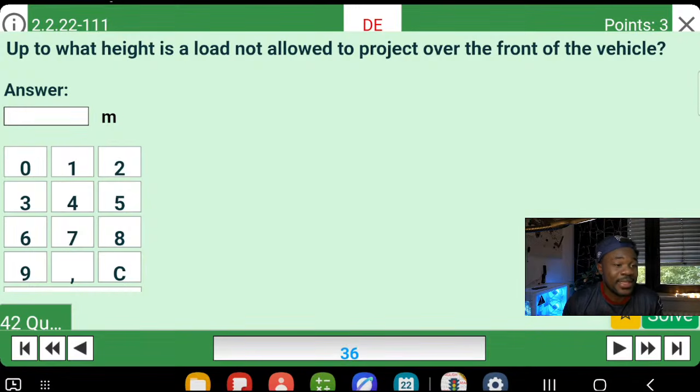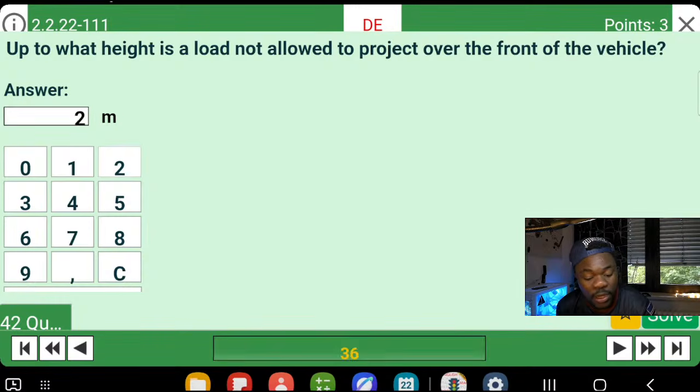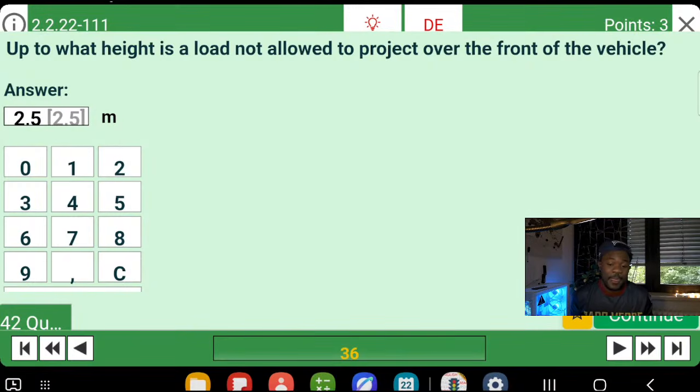Up to what height is a load not allowed to project over the front of the vehicle? Don't forget, we saw this question before. The only difference now is the one we saw before, they gave us answers to choose from. Now they are giving us a space to type in the answer to see if we really know what we are doing. Are you feeling me? So like I talked about it, the load is allowed to go in front of your car maximum 2.5 meters. That's it.